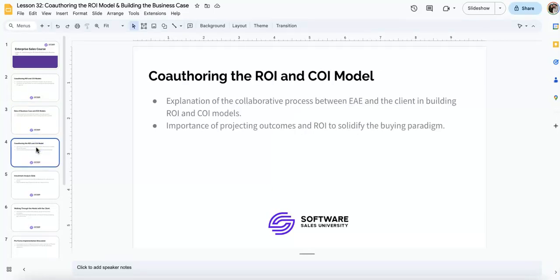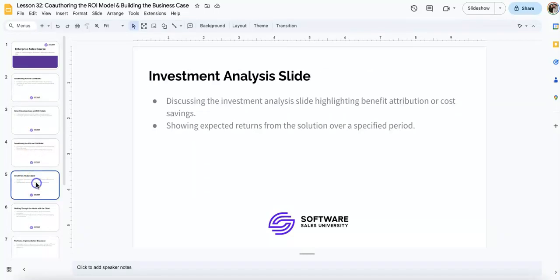In terms of the next steps, we're going to be hopping into why we build it in the first place and what we do together with the client. The key there is going to be co-authoring the ROI and COI model. We're going to be using the assumptions that they give us to make sure that the model is in fact dynamic and reflecting the actual data of their assumptions. And so this is how they help to close themselves on a potential partnership, by walking through the assumptions in the model and showing the projected or pro forma return, and that's something that is actually going to solidify the buying paradigm, and it's ultimately going to help lead to a potential partnership.